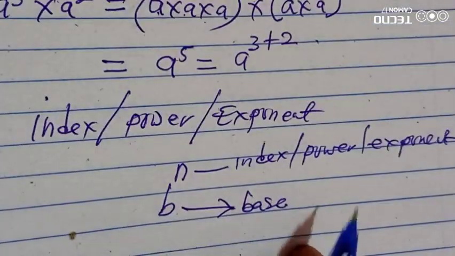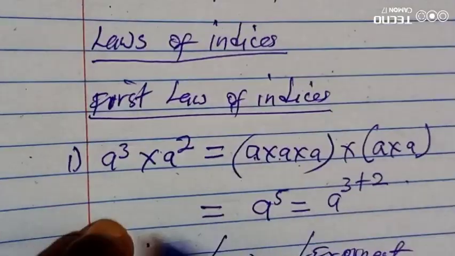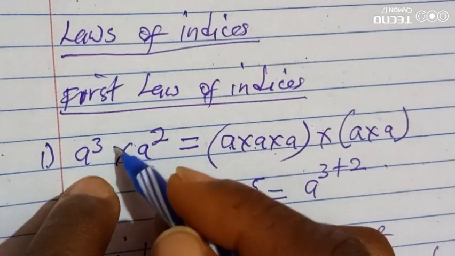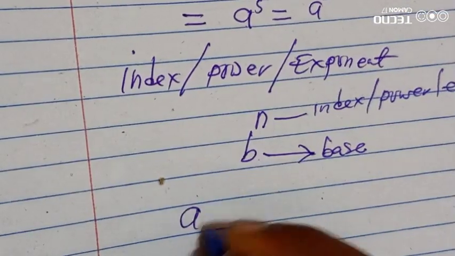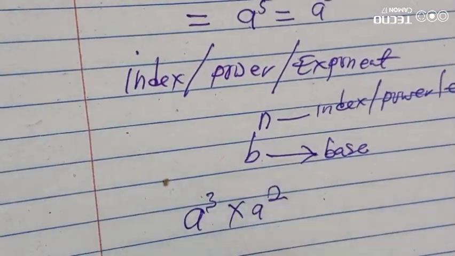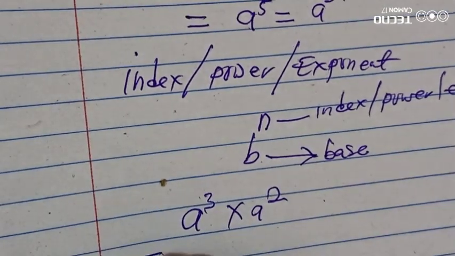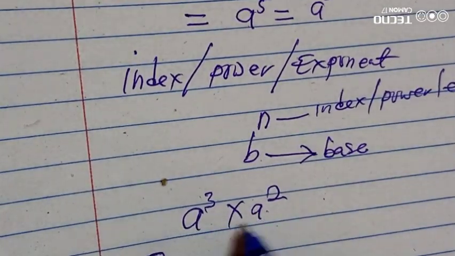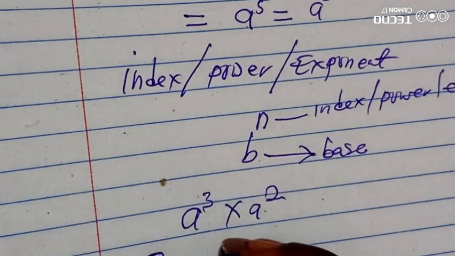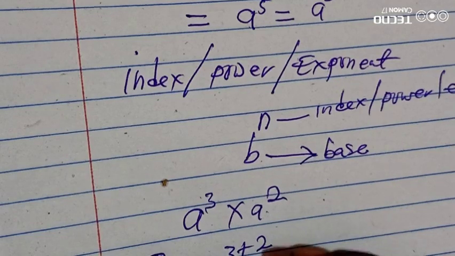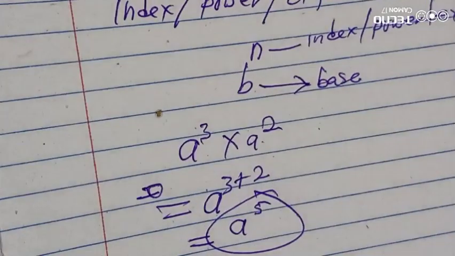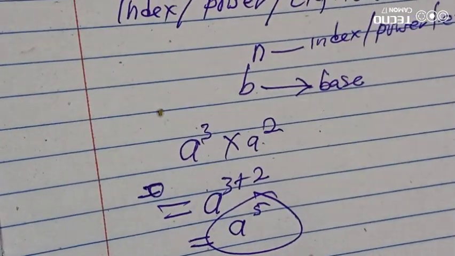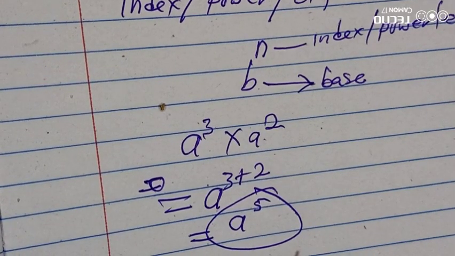Now if we note that the bases are the same and you are multiplying here, what do we do? We maintain one base like this and we add the exponents. So since we have a in the first law, a to the third power times a to the second power, this will simply be equal to, since we have the same base, a to the 3 plus 2, which will be equal to a to the fifth power.